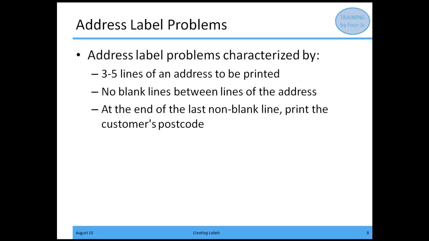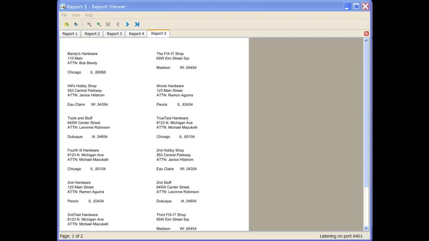The other label problem you can have, and I touched on this earlier, is that you don't want spaces between things like the city and the state and the zip code. So you want to make sure that you're printing contiguously and eliminating white space. And we're going to be doing that with the trim function. So just to give you a quick example of what you would have if you didn't do this, let me go and show you a sample report.